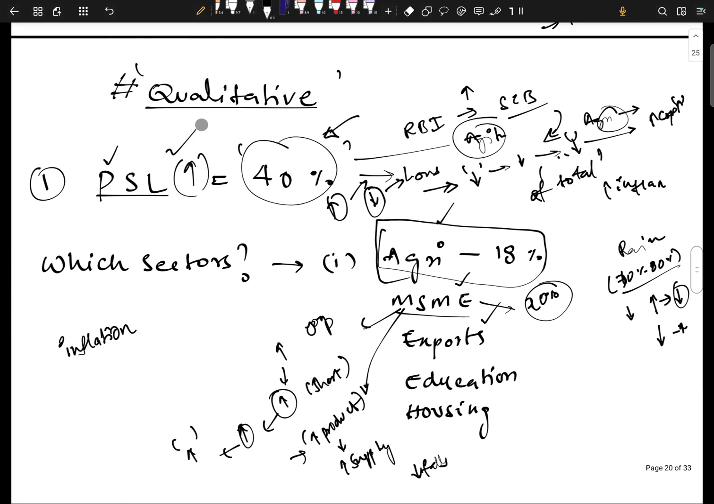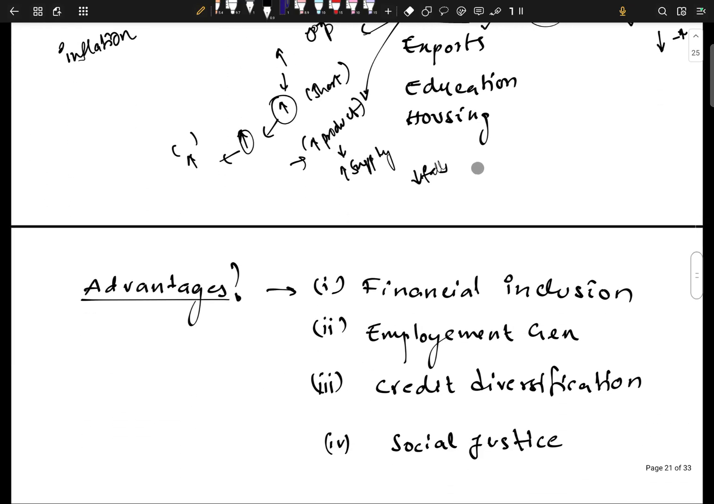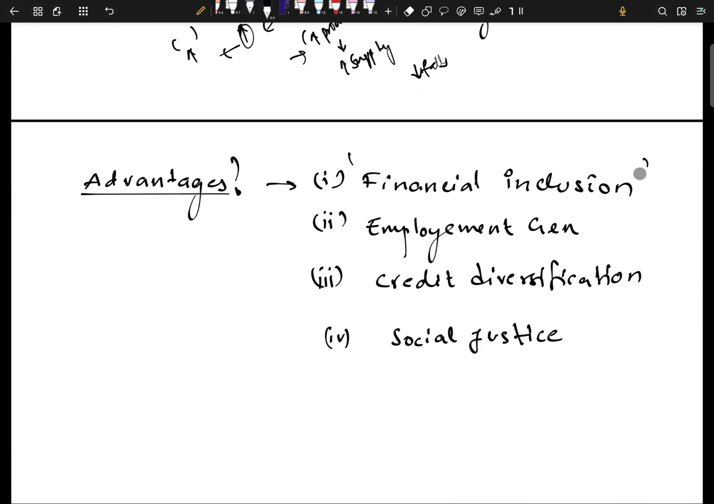So what are the advantages of priority sector lending rate? One, it ensures financial inclusion. That is, farmers generally take loans from money lenders, private money lenders. These money lenders charge a high rate of interest, right? So instead of farmers going to the private money lenders, we are including these farmers into the banking structure of India. We are including the farmers into our financial institutes. That is, financial inclusion is ensured.